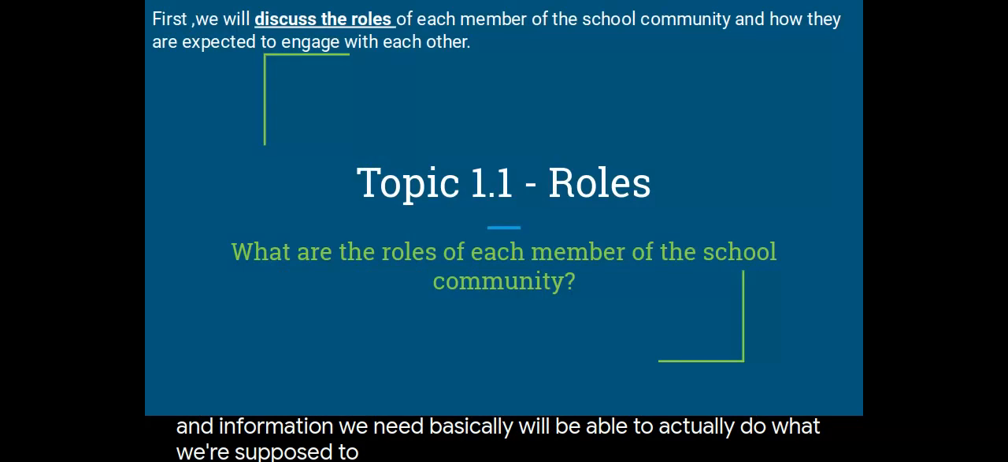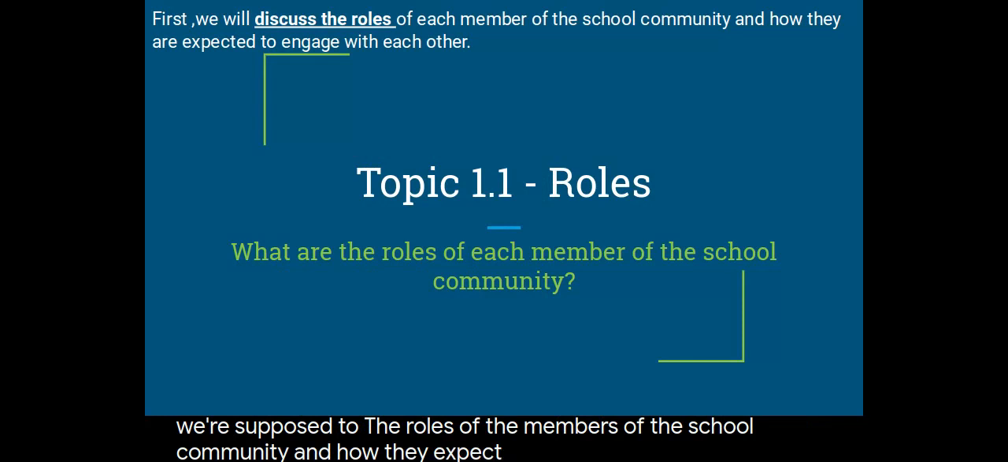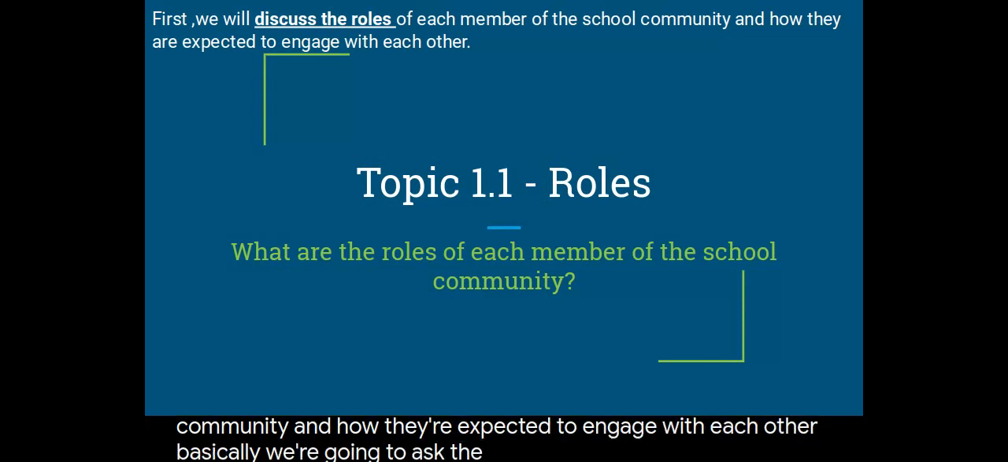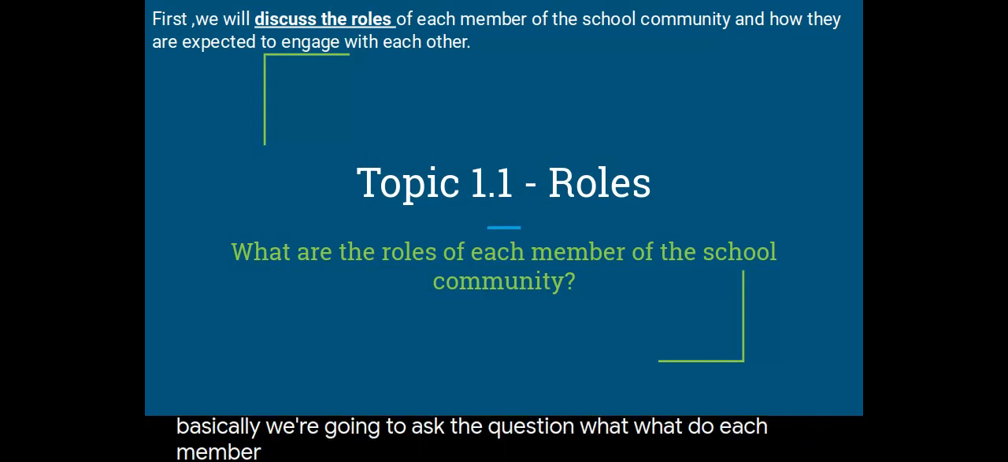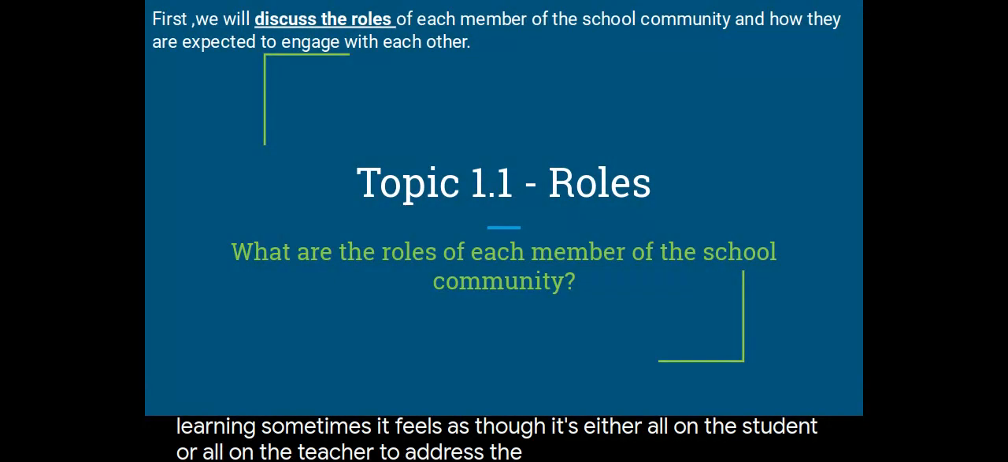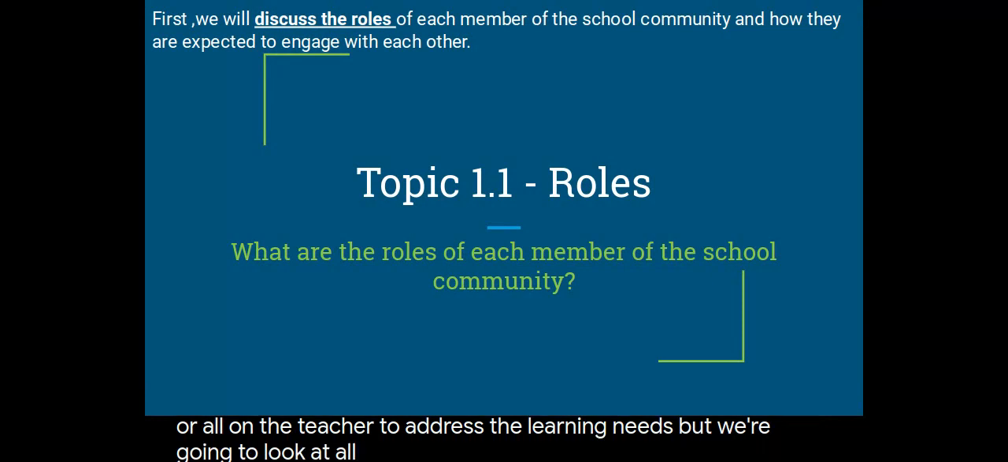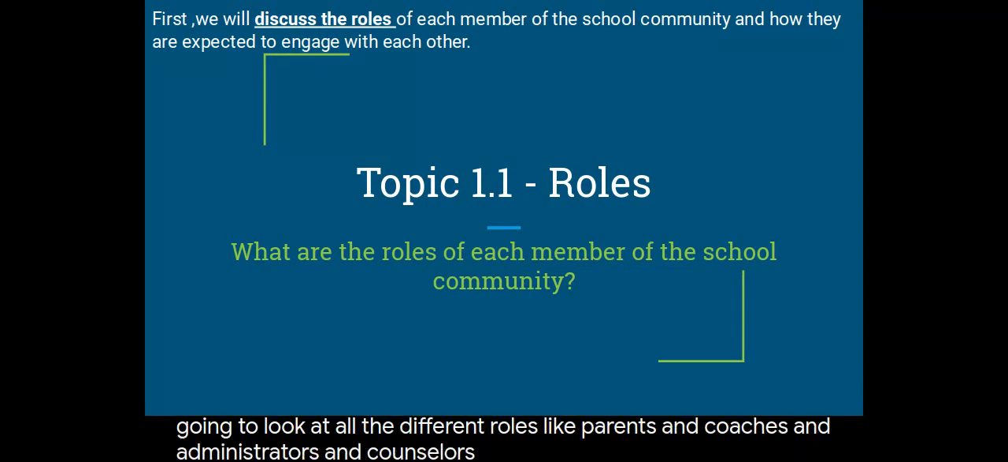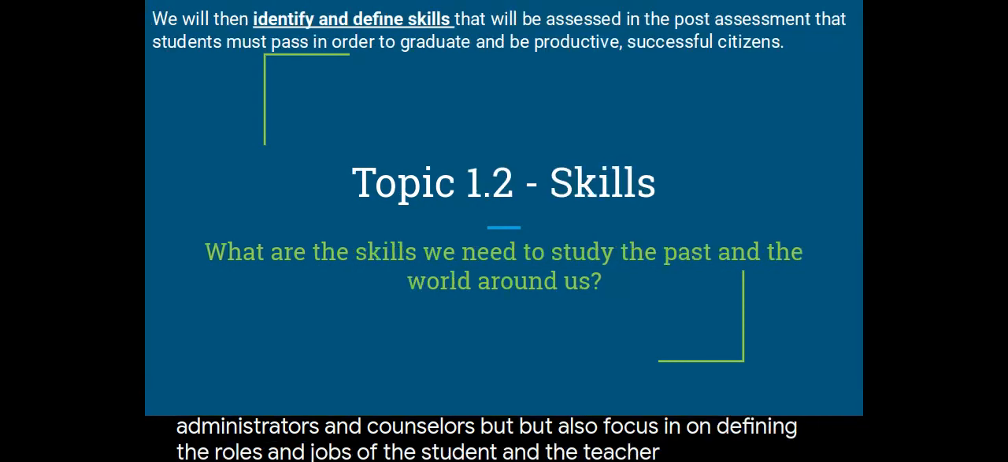The first thing we're going to discuss is the roles of the members of the school community and how they're expected to engage with each other. Basically, we're going to ask the question, what do each member of the community do in terms of helping us with our learning? Sometimes it feels as though it's either all on the student or all on the teacher to address the learning needs, but we're going to look at all the different roles like parents and coaches and administrators and counselors, but also focus in on defining the roles and jobs of the student and the teacher.